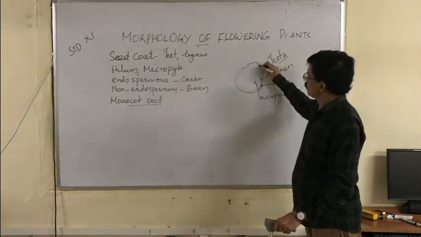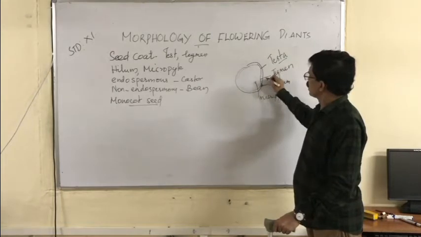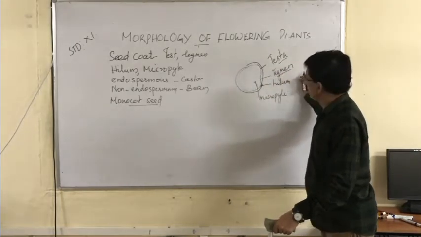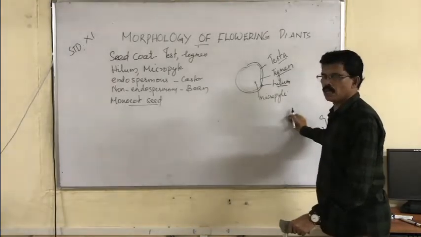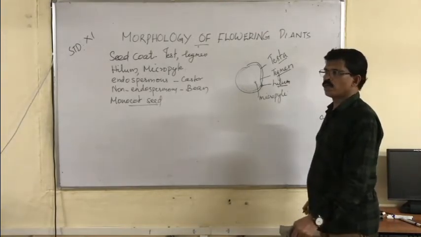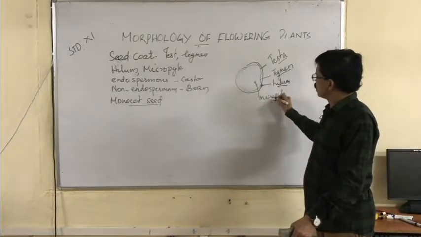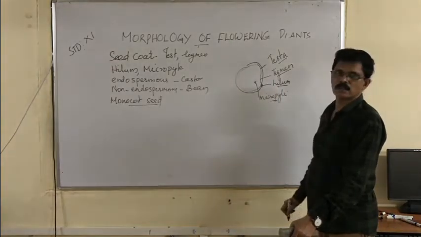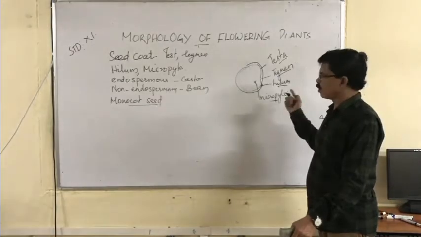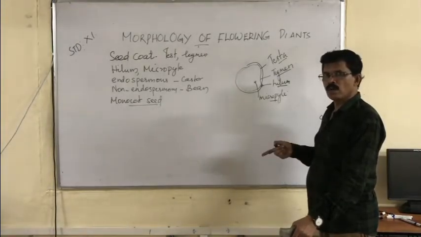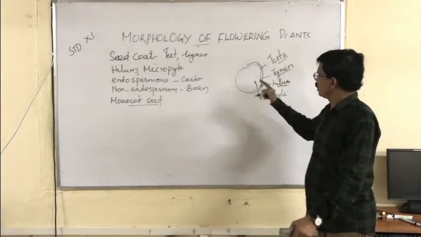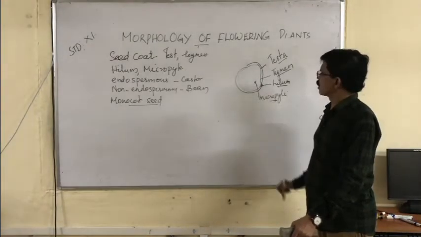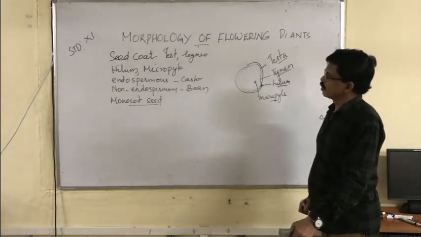So a seed has testa, the outer covering of the seed coat. The inner layer is called tegmen. Then hilum is the point of attachment of the seed with the fruit. Micropyle is actually the opening of the ovule, and when the ovule becomes a seed, that micropyle still remains in the seed. These are the three important parts of the seed.